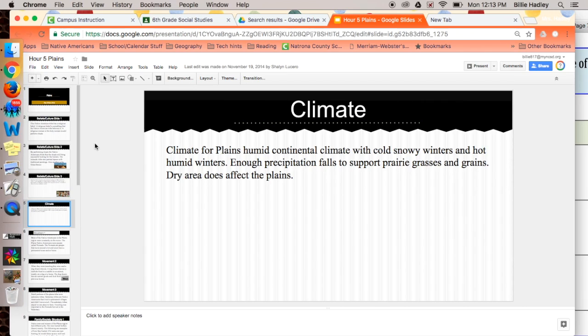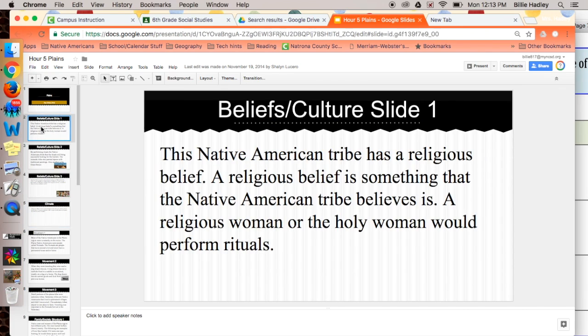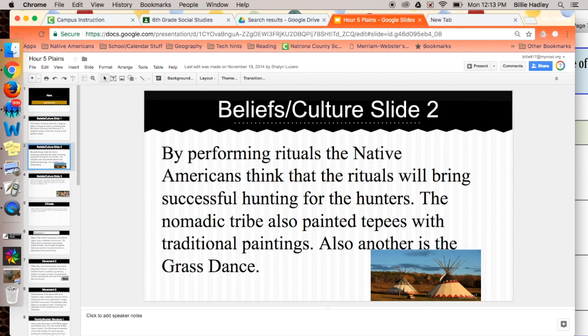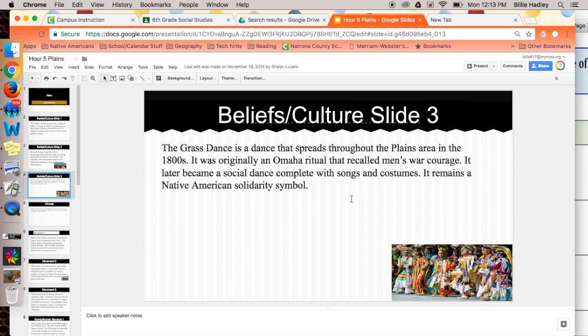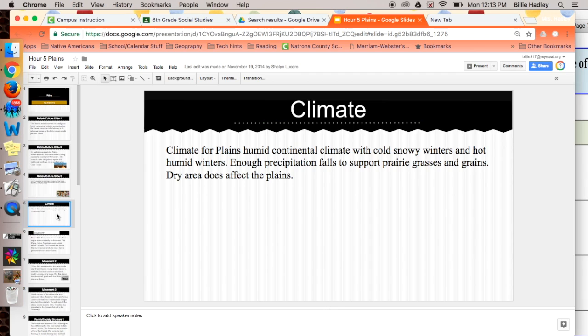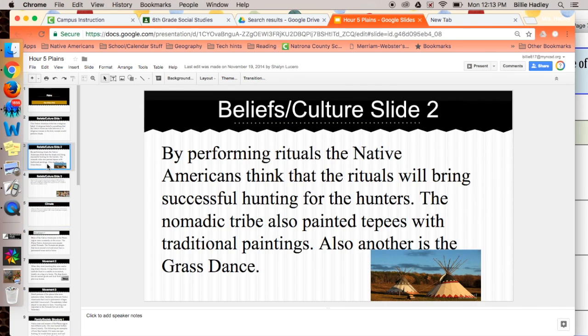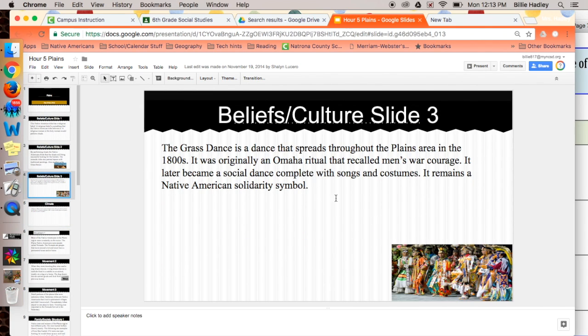So now I'm going to go through the slideshow and look for information that would connect to the climate, something to do with the grasses and grains, to see what I can find to answer the effects part. The religious beliefs, I'm not seeing anything here. Teepees, the grass dance. So the grass dance could connect. Did they have on their climate? It supports prairie grasses and grains. So in their beliefs, they are talking about the grass dance. So that could be a possible connection.